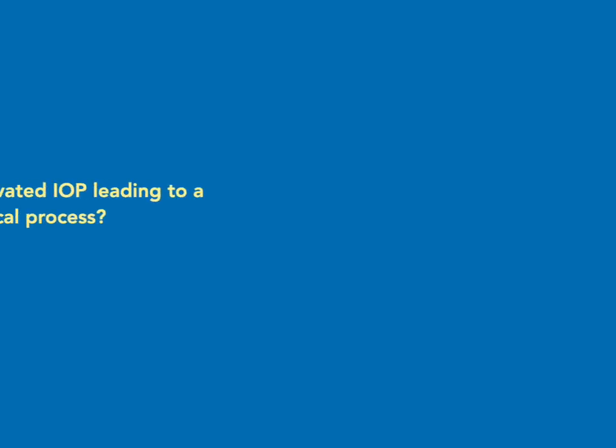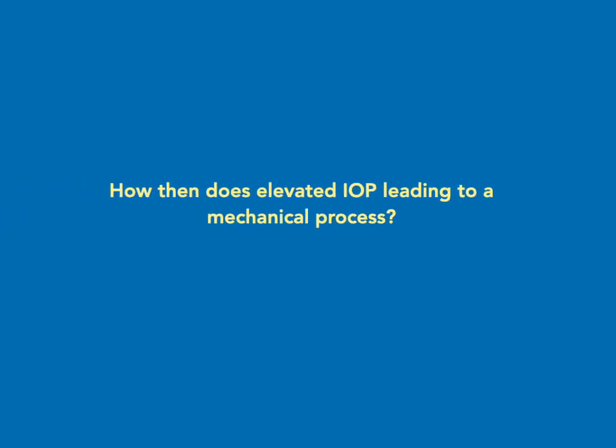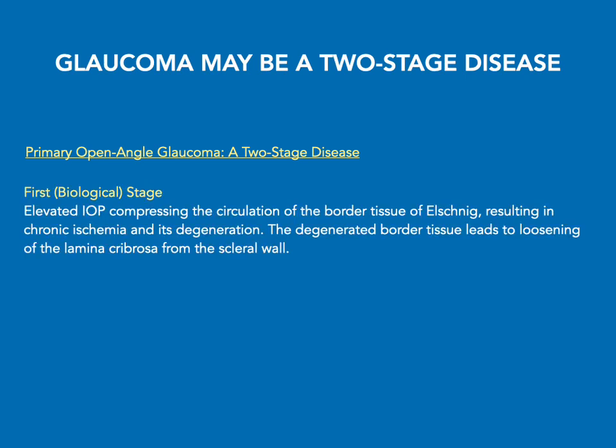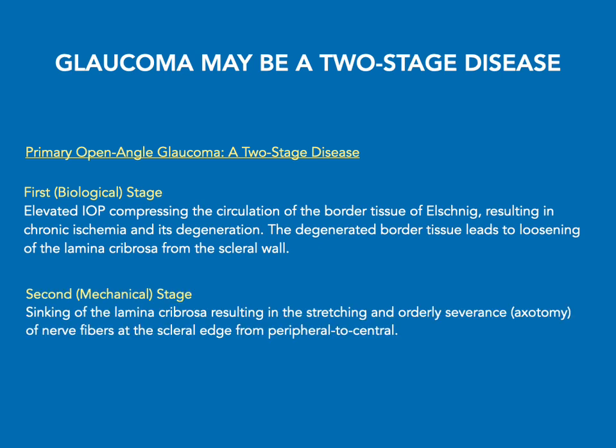So then how is elevated IOP leading to a mechanical process? The explanation may be that glaucoma may be a two-stage disease. This involves the first biological stage in which elevated IOP is compressing the circulation of the border tissue of Elschnig, resulting in chronic ischemia and its degeneration. The degenerated border tissue will then lead to loosening of the lamina cribrosa from the scleral wall. The second mechanical stage includes sinking of the lamina cribrosa, resulting in a stretching and orderly severance of nerve fibers at the scleral edge, from peripheral to central.